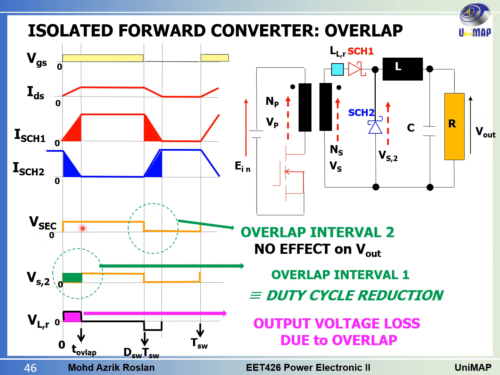But at this point we have the V secondary, but due to the leakage inductance, we have the Vs2 not equal to the voltage V secondary. So this will introduce some voltage drop at the VLR, and this voltage drop at VLR will affect the output voltage during the switch on period.